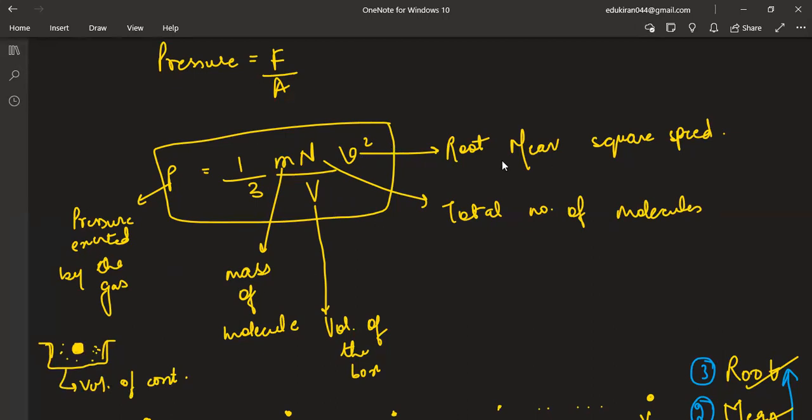And small v is the root mean square speed. This I'll tell you, what is root mean square speed. First note this down. We'll discuss this because separate questions also come from this.